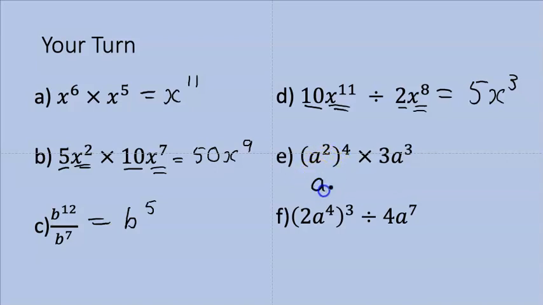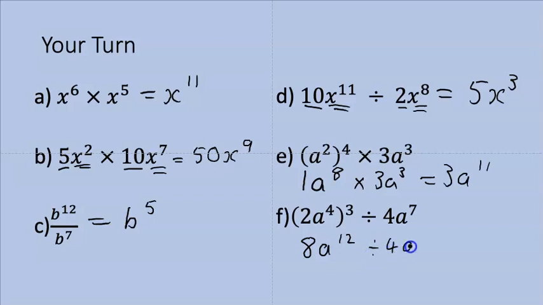So underneath here, it's going to give me a to the 8 times 3a cubed. Again, if I've not got a number in front, just put a 1 there. 1 times 3 is 3. a to the 8 times a to the 3 is a to the 11. And then for F, 2 to the power of 3 is 8. a to the 4 to the 3 is a to the 12. I'm dividing it by 4a to the 7. 8 divided by 4 gives me 2. a to the 12 divided by a to the 7 is a to the 5.